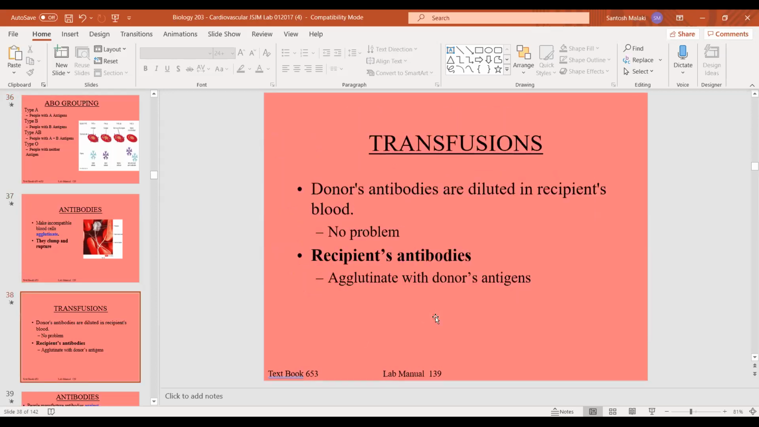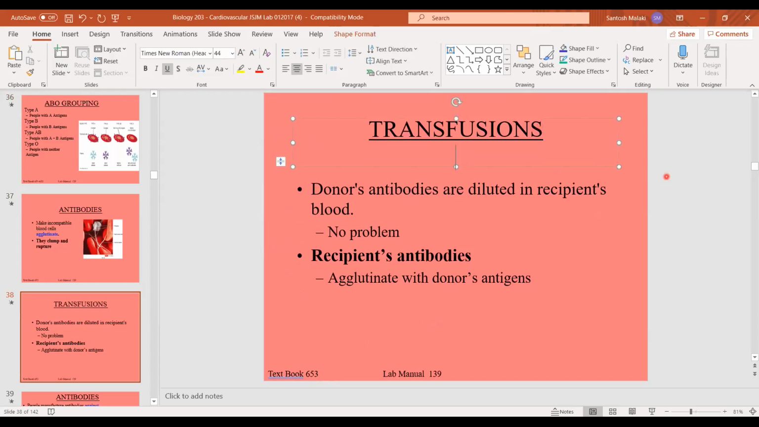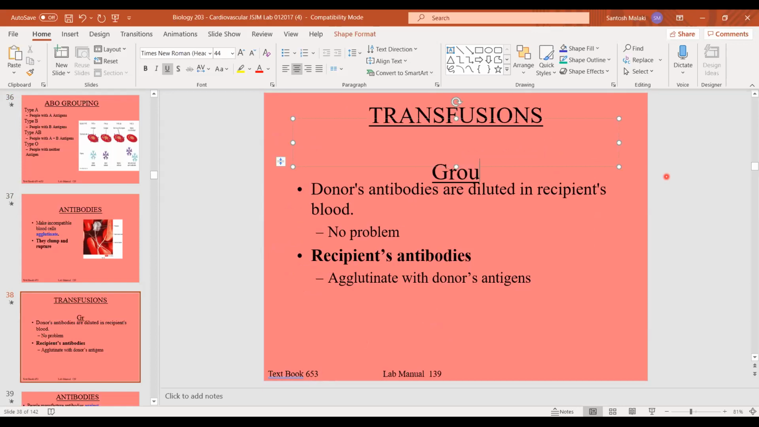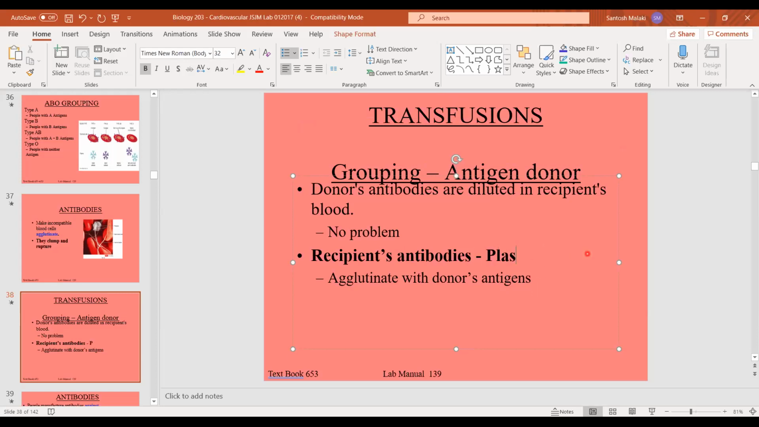So in transfusion, there are two-step processes. The first process is called grouping. In grouping, we check the antigen in both the donor and the recipient. And this is especially for the donor. I say, okay, you are the person who needs the blood, you are the person who's willing to give the blood. So first thing I want to check is, what antigen do you have? Then the second step is I have to look at the recipient's plasma and say, hey, what type of antibodies do you have?